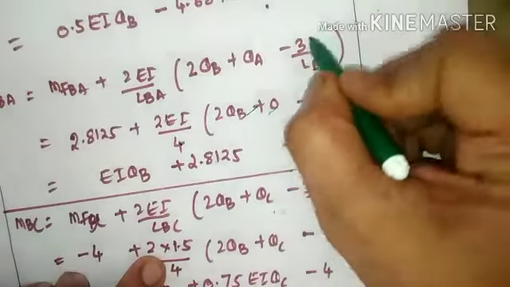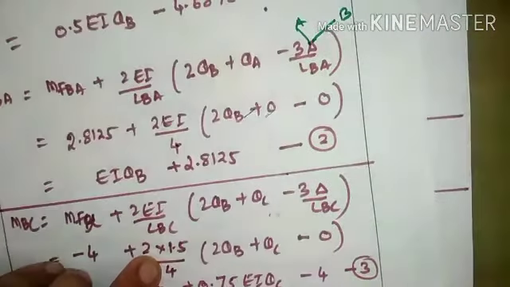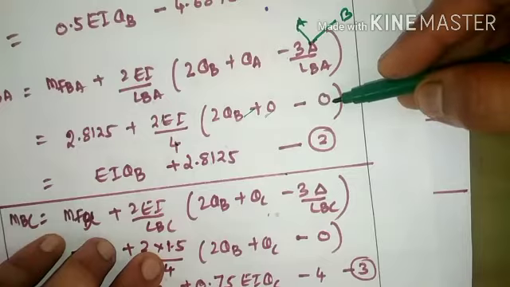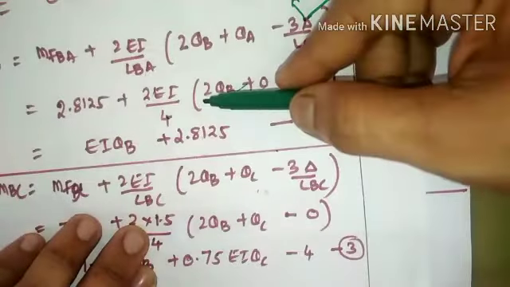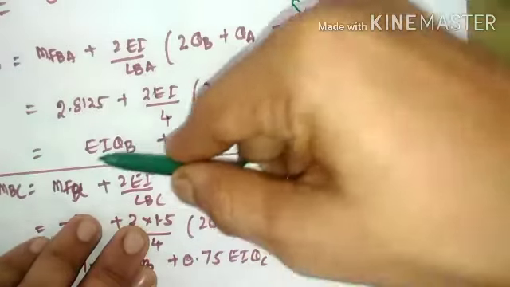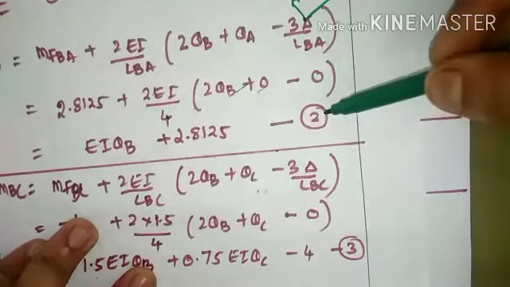Now delta here is again related to A and B. None of the supports is sinking, so delta value will be considered as 0. Rearranging this equation, 2 into 2 will become 4, 4 by 4 will be 1, so EI theta B plus 2.8125. So this is equation 2.